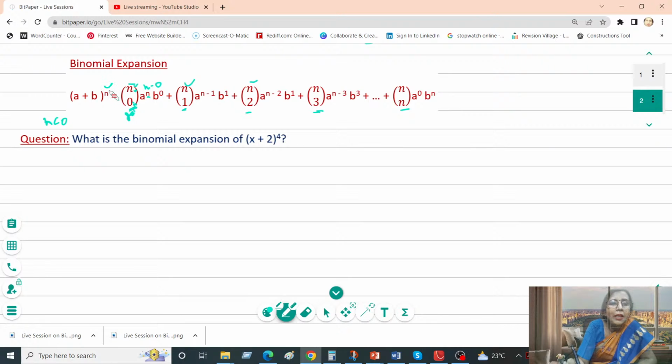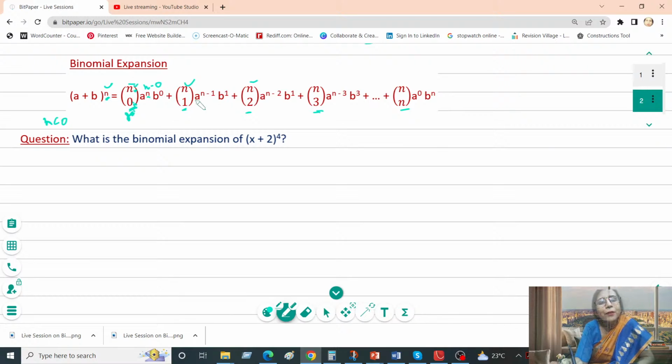But for a binomial expansion, this n, which is the power, has to remain the same. The r values go on increasing. The r value starts with 0 and goes on increasing in steps of 1. For every term, the r value is 1 more than the previous r value. Okay. So for nC0, A's power is n minus 0, which is n, and B's power is simply the r value, which is 0.